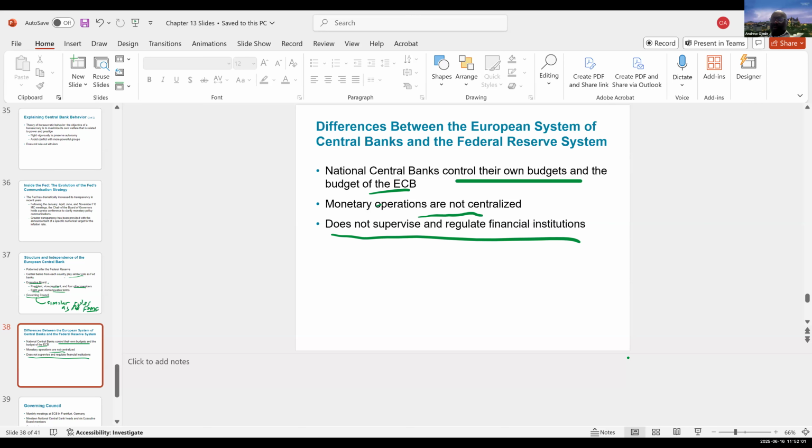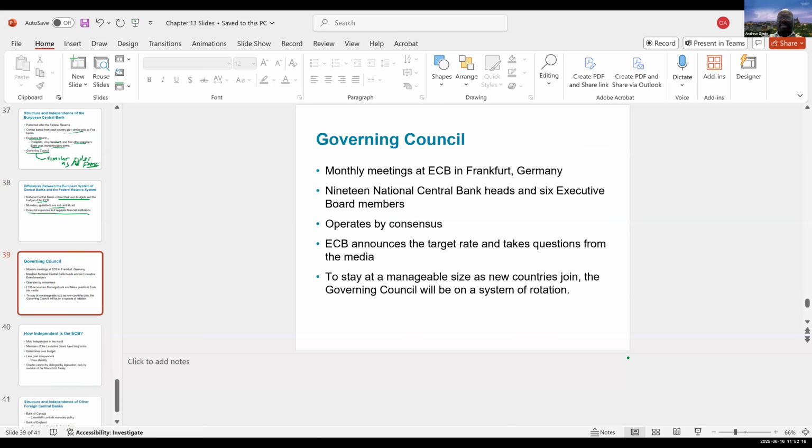Like France would come up with their own regulatory or supervision policies on banks in France. In America, the Federal Reserve supervises and regulates all private banks in the United States, which is not the case with the ECB. So those are a few cosmetic differences.